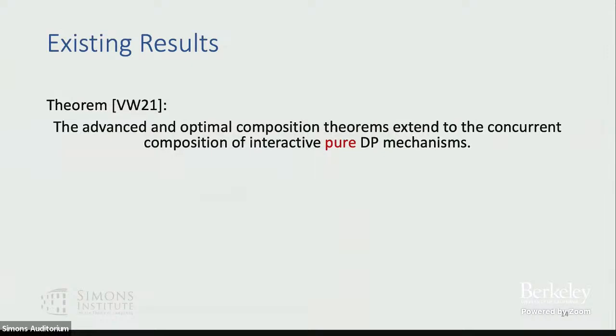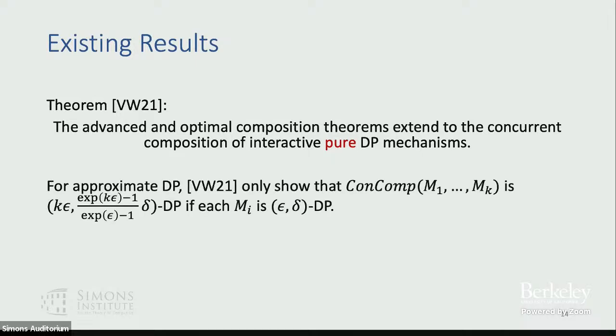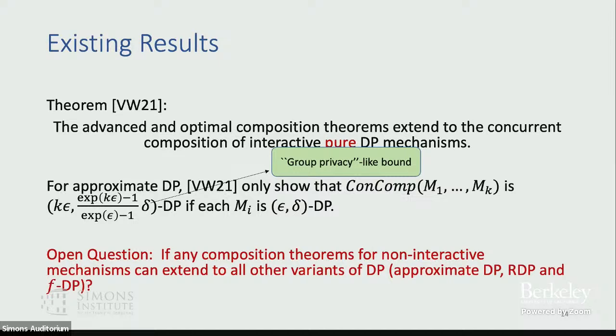And the only existing result on concurrent composition is the previous paper, which showed that the advanced and optimal composition theorems extend to the concurrent composition of interactive pure DP mechanisms. But for approximate DP, which is epsilon-delta DP, they show that the overall privacy loss is this. And this is actually a vacuous privacy loss bound. It is even suboptimal compared to the basic composition, where the privacy parameters just grow linearly. And this is bad. So it left an open question: can any composition theorems for non-interactive mechanisms extend to all other variants of differential privacy, including approximate DP, RDP, and FDP?